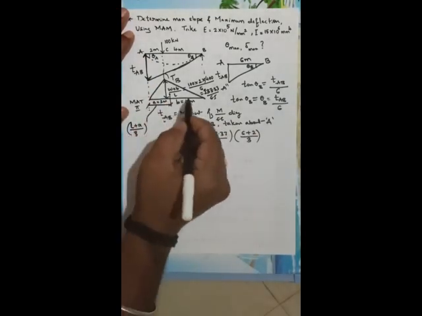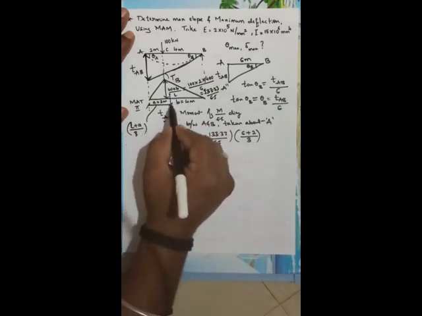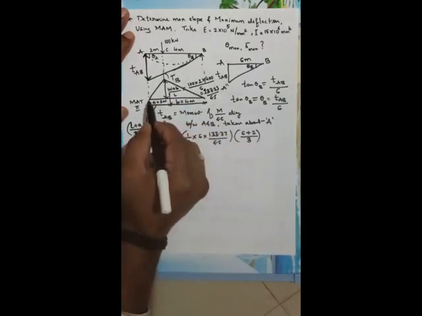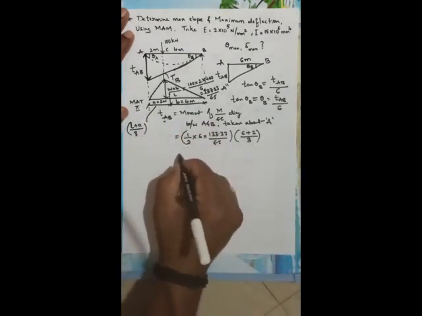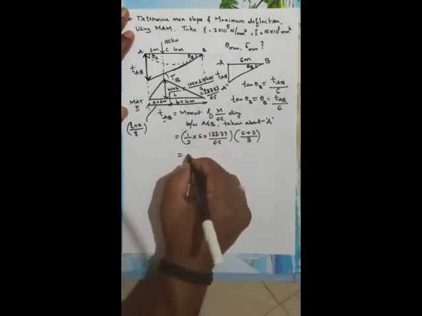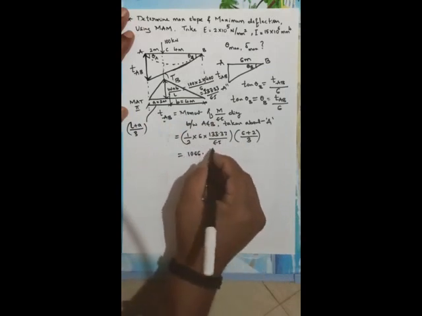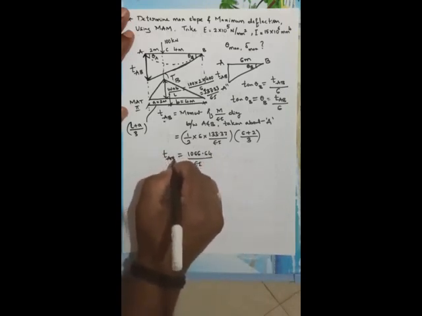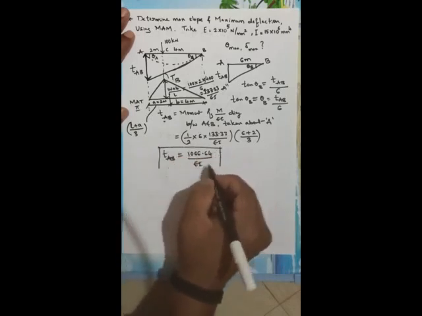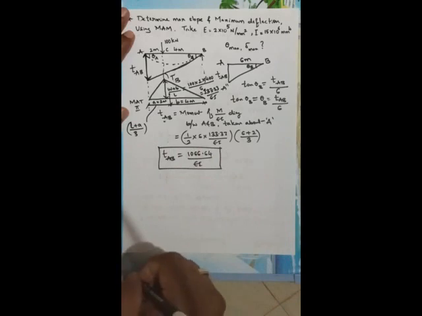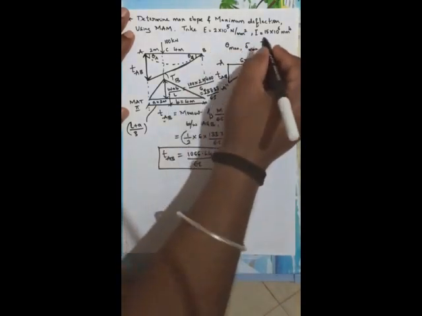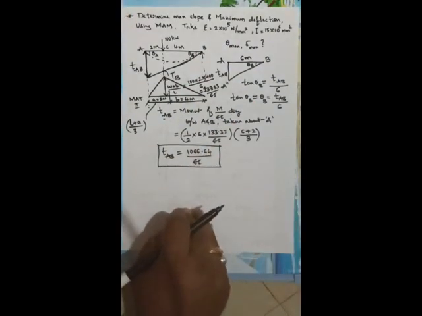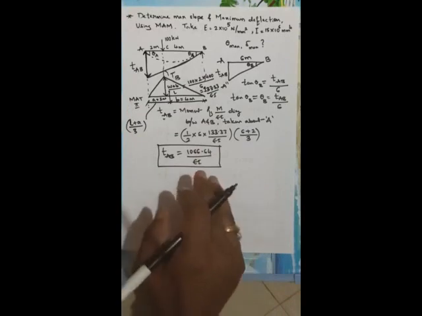I had given the standard figure like in the previous problem, this one, L plus a by 3. What is this distance on this side? This is L plus b by 3, but it is not required now. We are taking moment about A, so L plus a by 3 is required. If you calculate this, you will be getting 166.64 by EI. So TAB is 1066.64 by EI. The EI value is given, but for the time being, let it be in terms of EI only. We will calculate what EI is later.